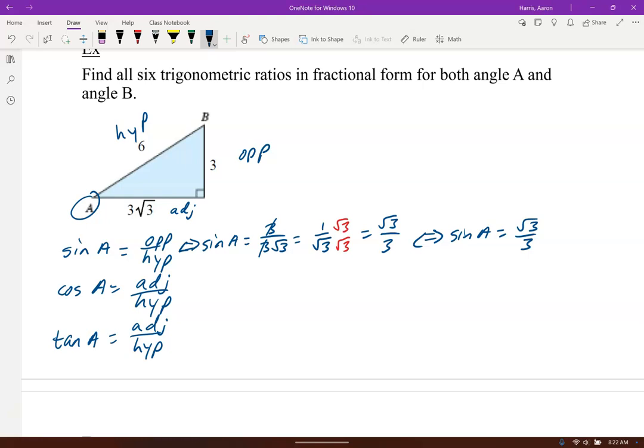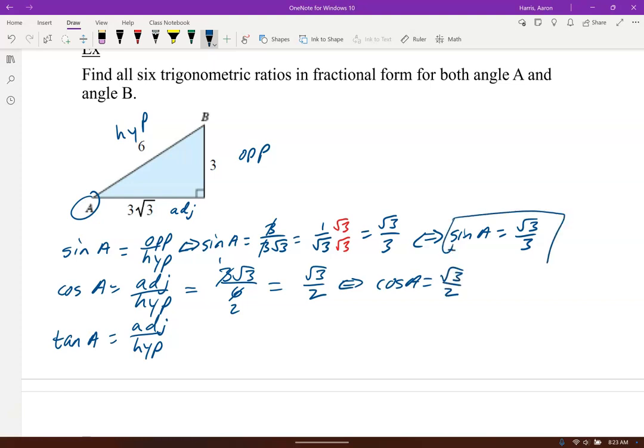Okay? Let's do cosine. Cosine of A is adjacent over hypotenuse. So 3 root 3 over 6. Now 3/6 is 1/2. So I have 1 root 3 over 2. There's the cosine of angle A. So cosine of angle A is root 3 over 2. So we have the sine, we have the cosine. Now let's do the tangent. Tangent would be opposite over adjacent.